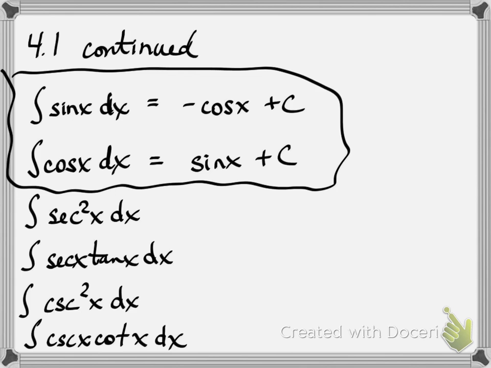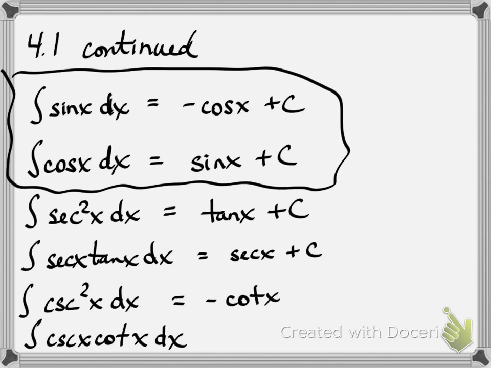What do you take the derivative of to get secant squared? Tangent x plus c. What do you take the derivative of to get secant x tangent x? That's secant x plus c. Whose derivative is cosecant squared x? Nobody's. But the derivative of cotangent is negative cosecant squared x. So that's why the integral of cosecant squared is negative cotangent x.